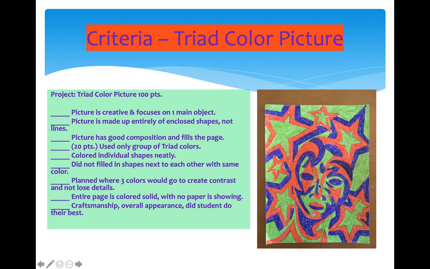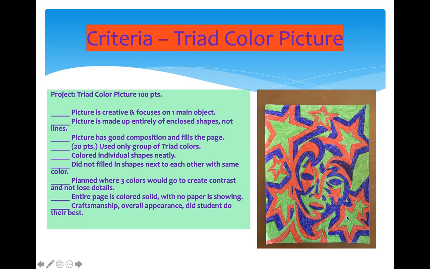You want to be able to see the shapes. I wouldn't want to do this yellow-green star here and then the color right after it. I wouldn't want that to be yellow-green too, because then I'm going to lose the shape. So you're going to plan where your colors go. And that leads us to the next thing. Did not fill in shapes next to each other with the same color. Now, if they're off kilter a little bit, let's see if I can find anything on this picture here.